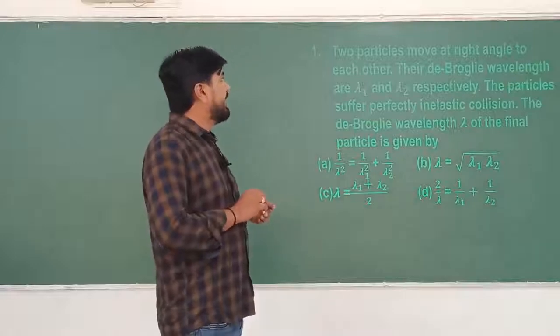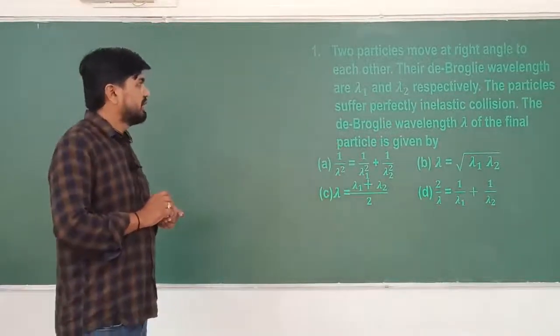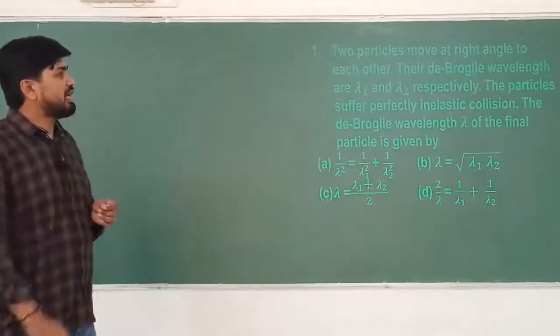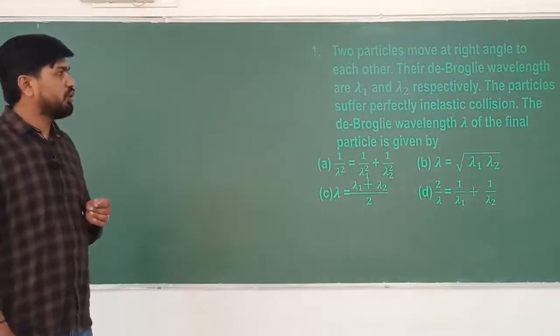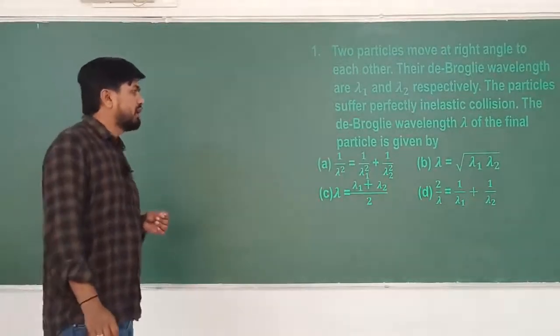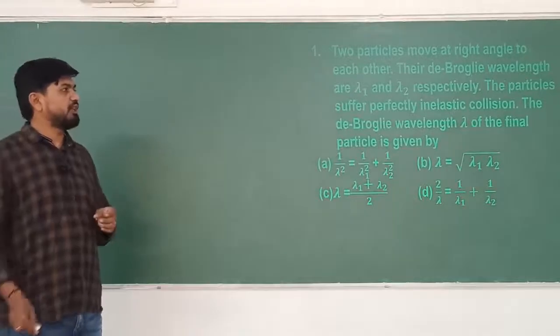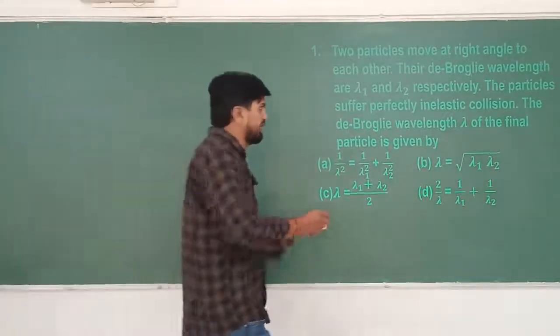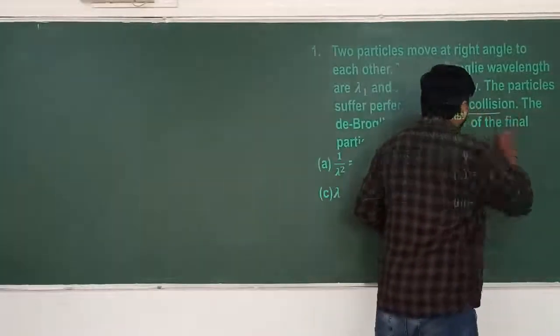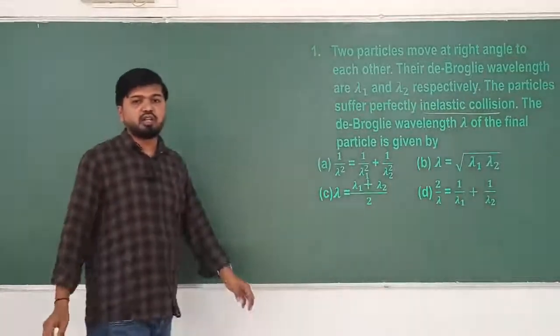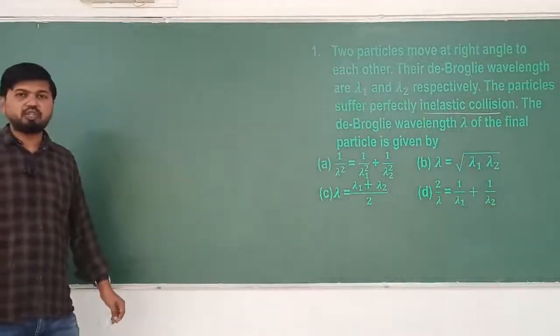Two particles move at right angles to each other. The de Broglie wavelengths are lambda 1 and lambda 2 respectively. The particle suffers a perfectly inelastic collision. That word is very important. Inelastic collision. So what do we mean by inelastic collision?